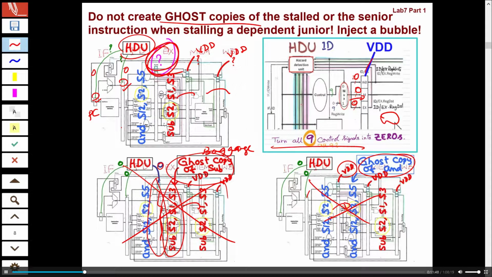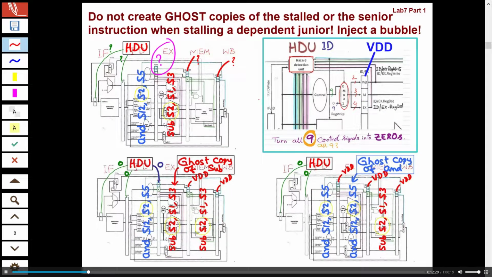In fact, in the 5-stage CPU, it's not necessary to turn all 9 signals to zeros. Only 4 of them: memory read, memory write, register write, and branch equal, so that we don't branch unnecessarily. So those are the significant ones. By the way, memory read is important because it otherwise has side effects on the cache. Other things like register destination, etc. are unimportant.